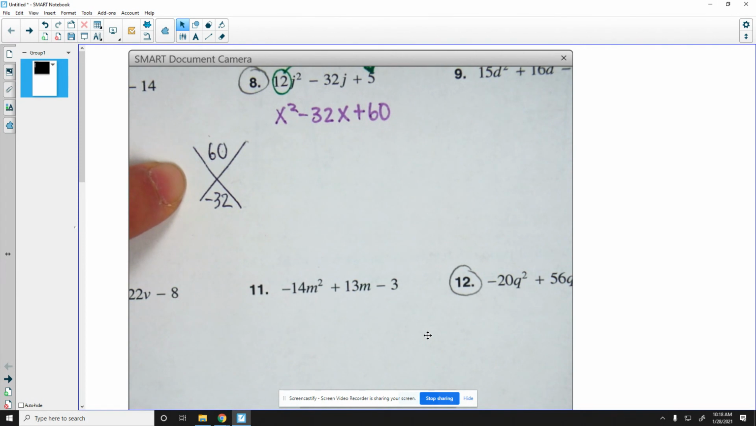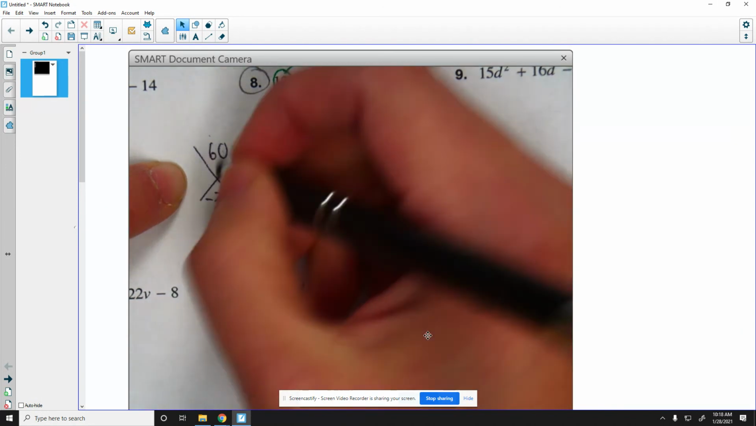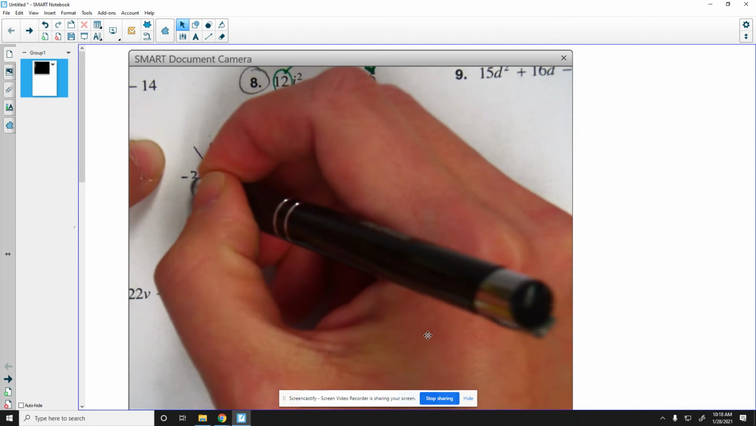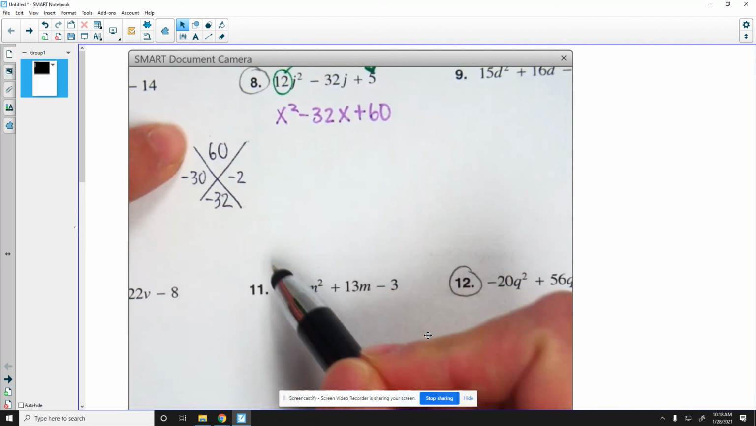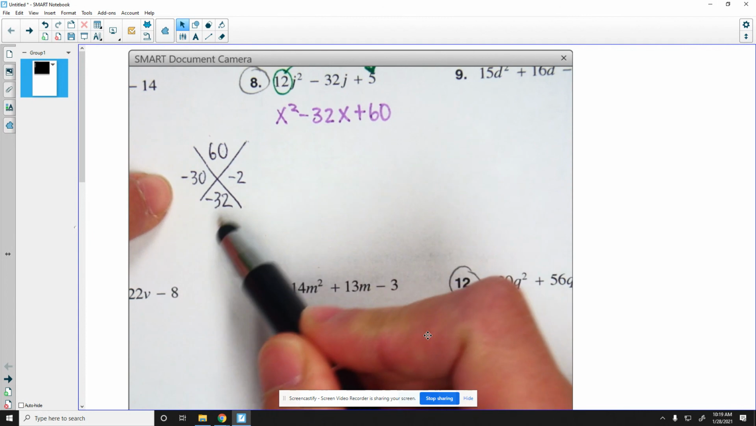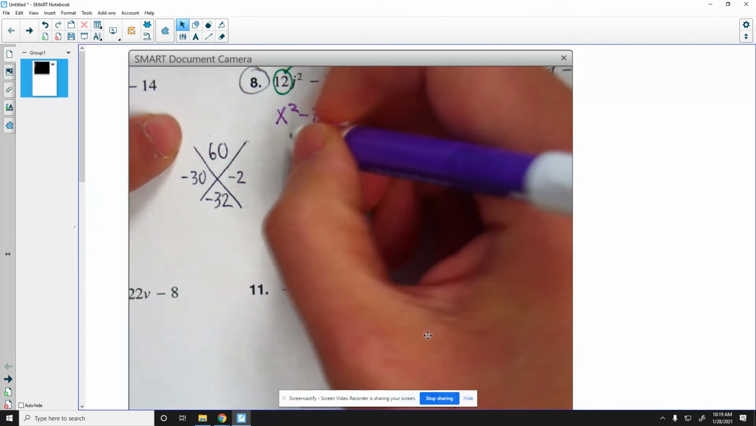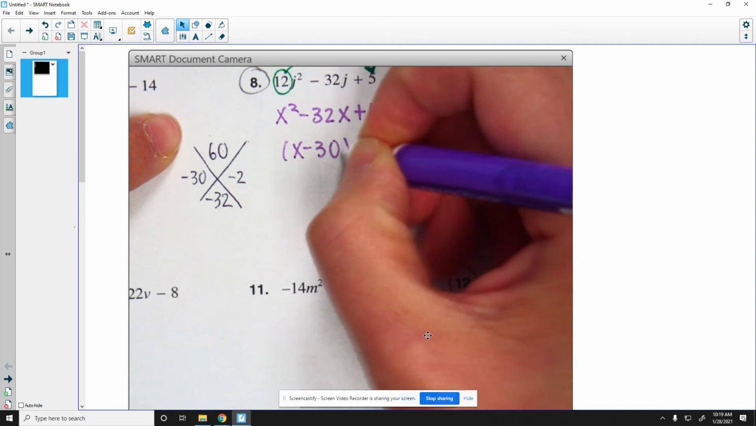30 and 2. Are those the exact numbers I should write? No, negative 30, negative 2. Right? Negative 30 times negative 2 is positive 60. Negative 30 plus negative 2 is negative 32. Okay, x minus 30, x minus 2.